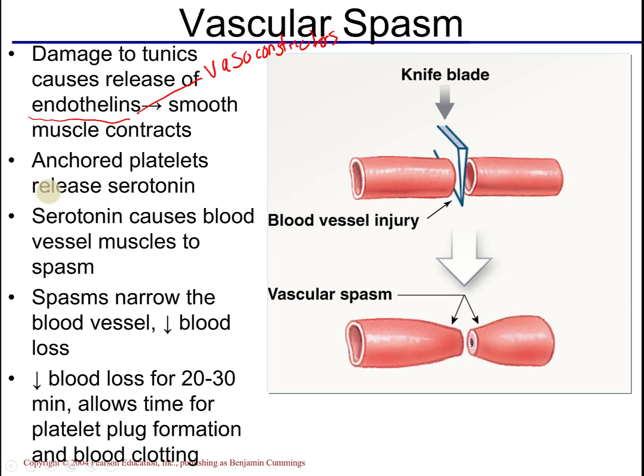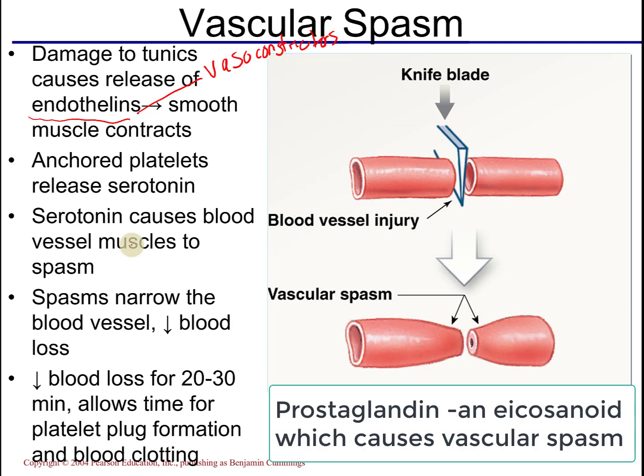In addition, platelets that are already anchored release serotonin. You remember serotonin from the nervous system. It's a neurotransmitter that's involved in mood. But here, serotonin causes the smooth muscle to contract. So here's another thing that causes the blood vessel to contract. There is another chemical called eicosanoids, which you remember from the endocrine system. Eicosanoids are hormones that are released from one cell and often travel to the next cell, so they don't travel a long distance. One particular eicosanoid is called prostaglandin, and prostaglandin also causes vascular spasm. So all of these things, endothelins, serotonin, prostaglandins, will narrow the blood vessel to decrease blood loss. And this can actually prevent blood loss for about 20 to 30 minutes. During that time, the platelet plug is forming and coagulation is also occurring.